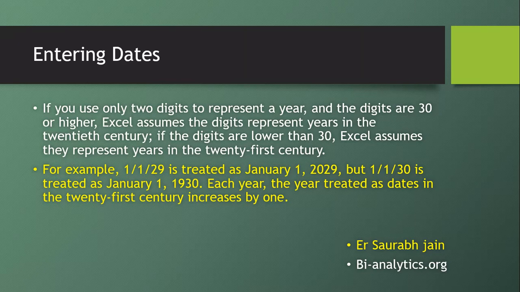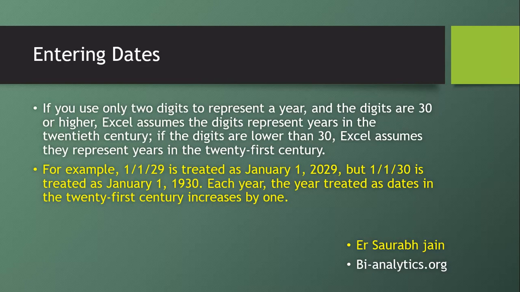When we talk about entering dates, there is one fact which you might not know so far. If you use only two digits to represent a year and the digits are 30 or higher, Excel assumes the digits represent a year in the 20th century. And if the digits are lower than 30, Excel assumes they represent a year in the 21st century. For example, 29 is treated as 2029. But if we say 30, it is treated as 1930.